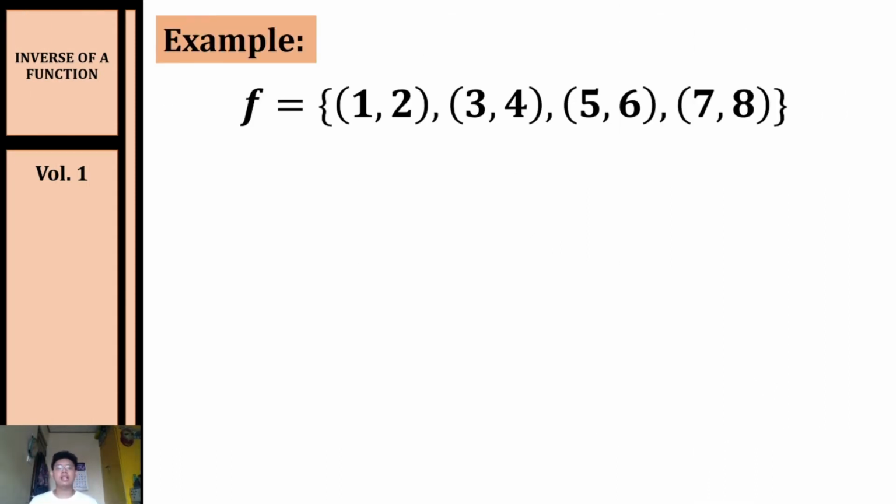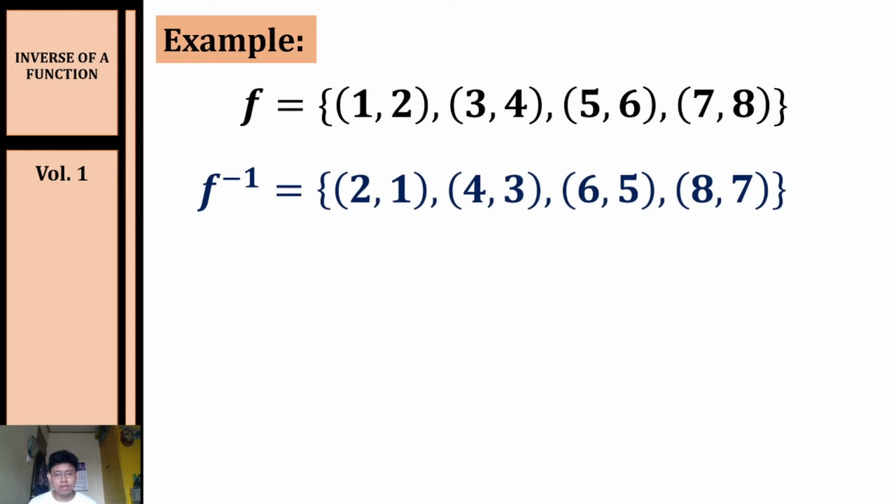Let's have our first example. For example, we're given a set of ordered pairs 1, 2, 3, 4, 5, 6, and 7, 8. Now to get the inverse of this function, we're just going to interchange the x coordinate and the y coordinate. So our inverse of this set of ordered pairs will be 2, 1, 4, 3, 6, 5, and 8, 7. Just take note, we will just interchange the values of x and y.